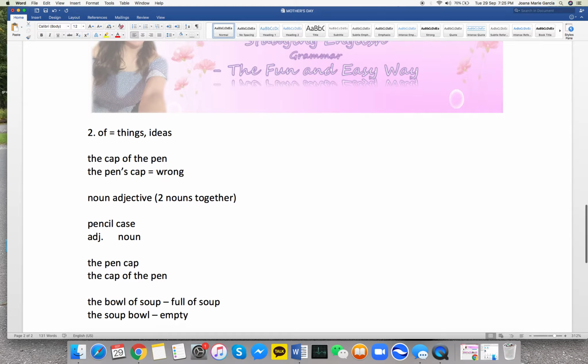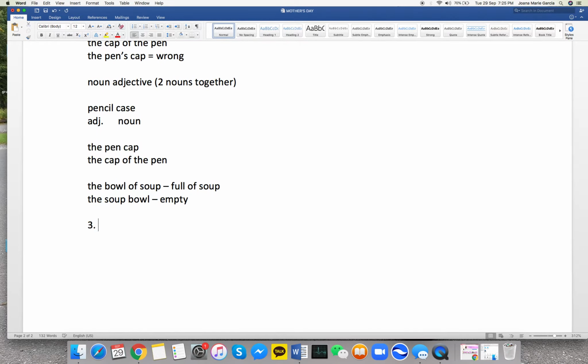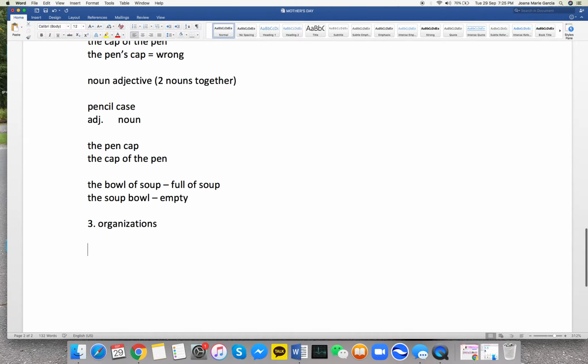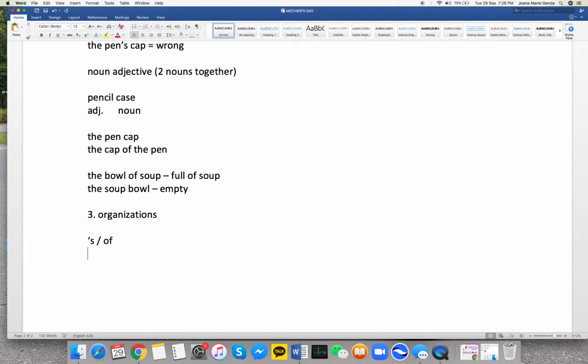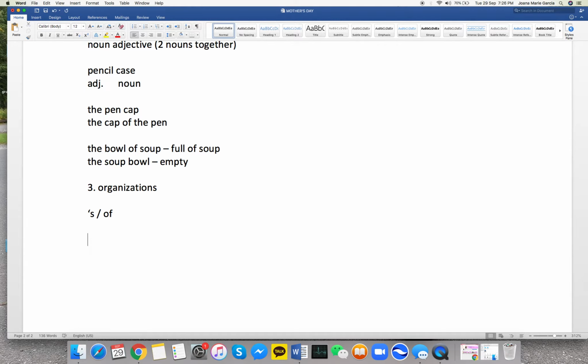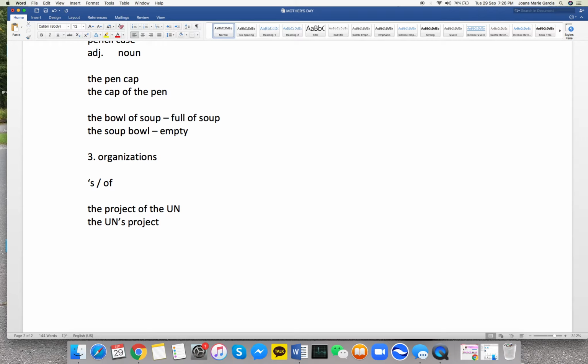Anyway, I just included "of", but let's continue with the uses of apostrophe s. Now, if we're talking about organizations or groups, both are accepted. Apostrophe s and "of" are okay. For example, the project of the United Nations, of the UN. Or you can say the United Nations' project, the UN's project. Both are accepted if that is a group or an organization. The same thing with places. You can use apostrophe s and "of" for that one.